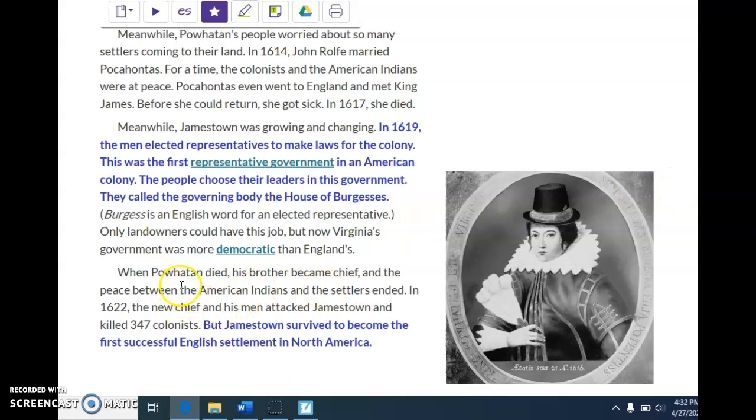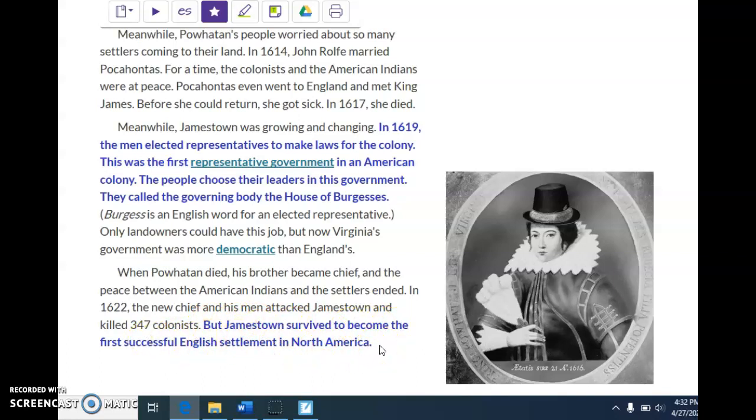When Powhatan died, his brother became chief, and the peace between the American Indians and the settlers ended. In 1622, the new chief and his men attacked Jamestown and killed 347 colonists. But Jamestown survived to become the first successful English settlement in North America.